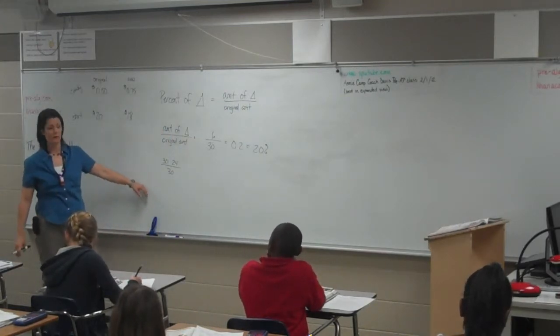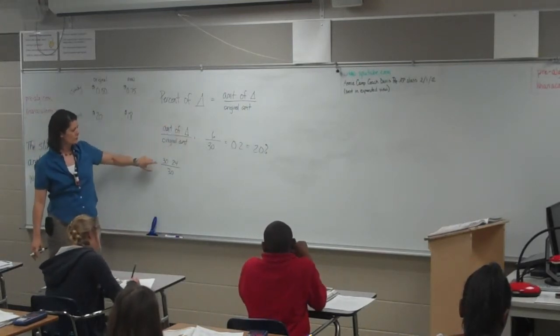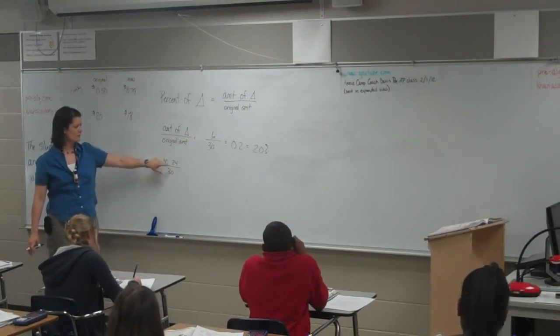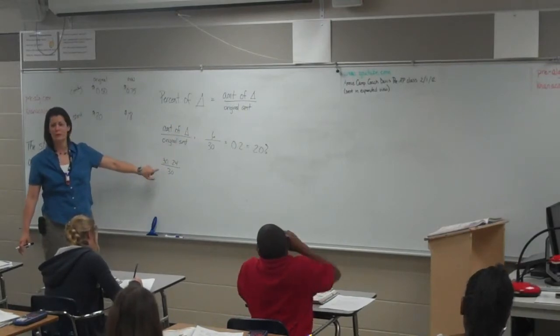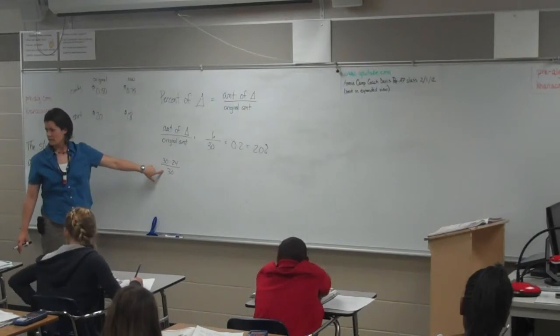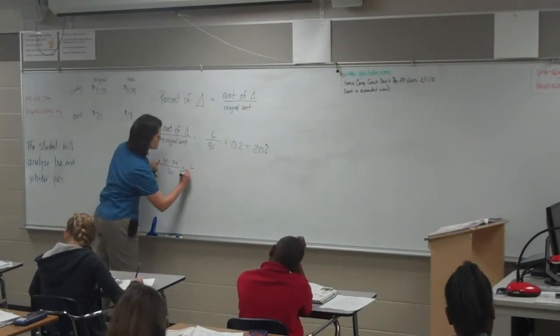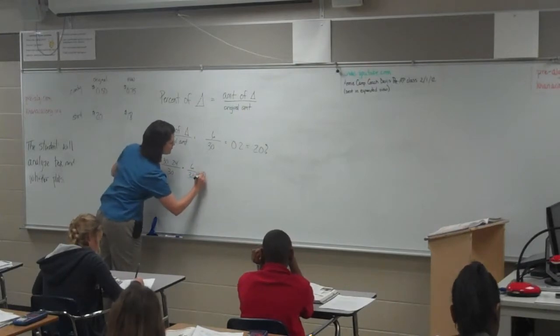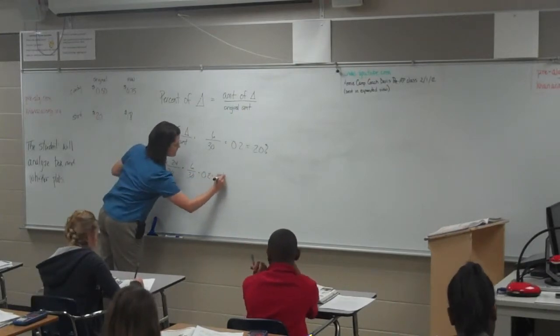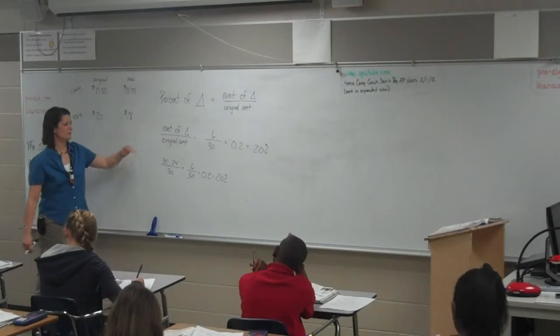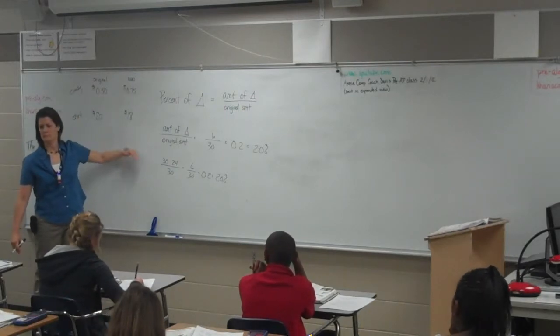Or instead of writing the actual equation, you can write down the biggest number minus the smallest number divided by the original amount. Not the biggest number, the original amount. So then you get 6 over 30, which equals 0.2, which equals 20%. Either way works.